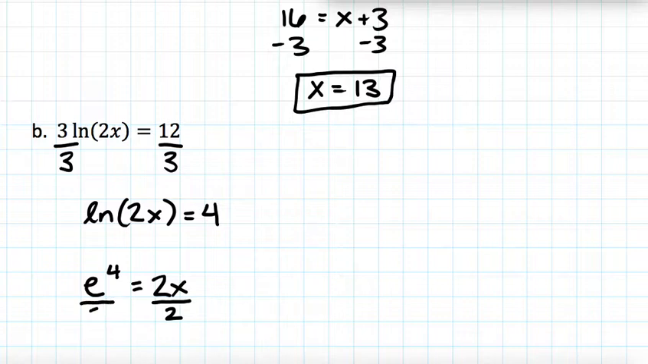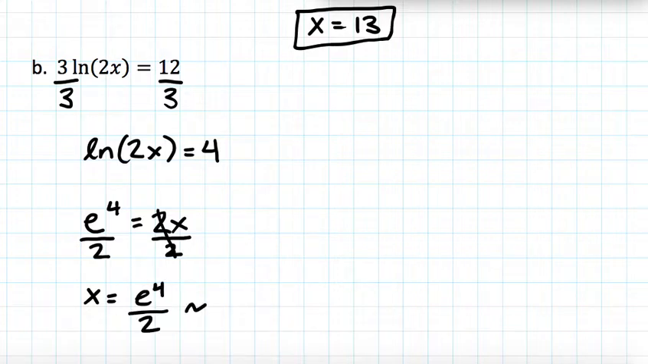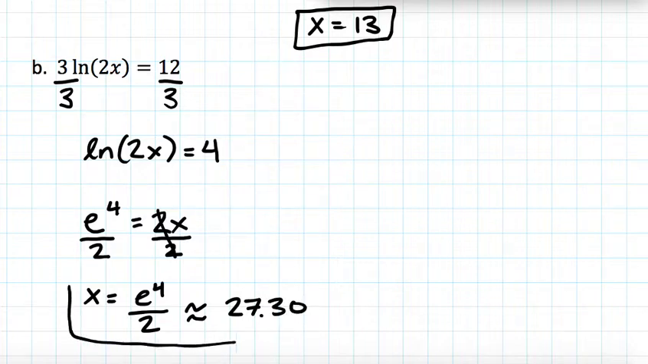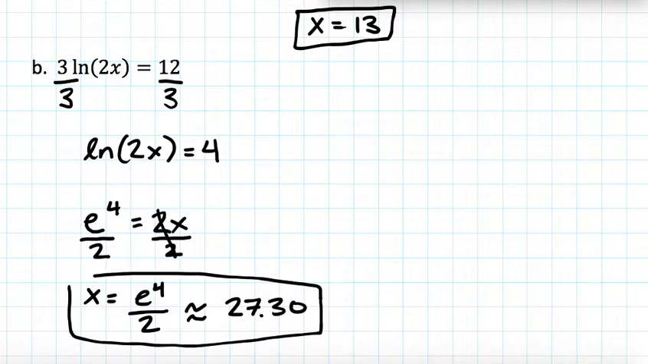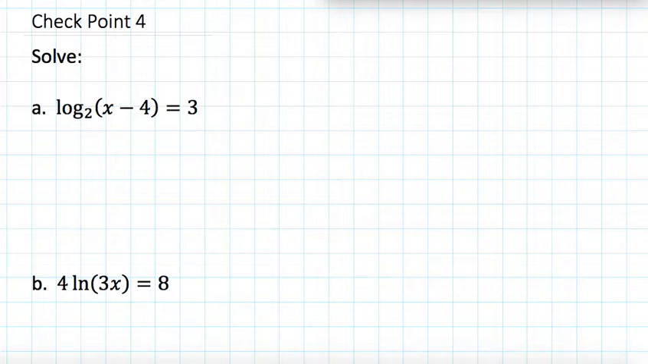So for my exact answer here, I would divide both sides by 2, and that gives me x equals e to the 4th over 2, and then type this into my calculator. The decimal approximation for this is 27.30. So next you should try checkpoint problem number 4. Do these in your notes, check your answers with the notes that are posted, and then move on with the rest of the video.